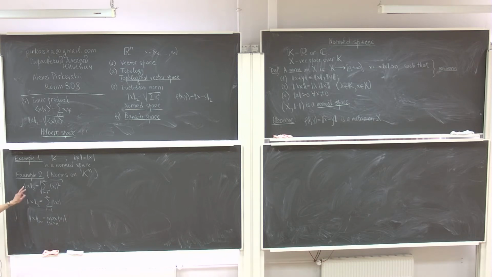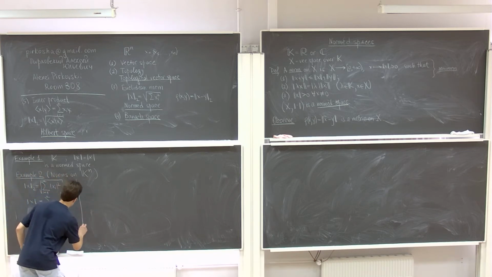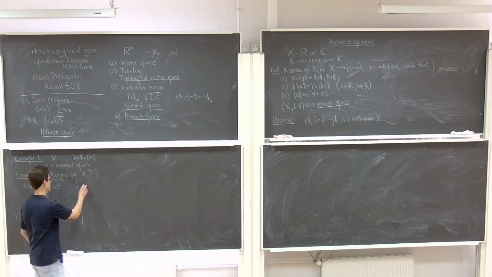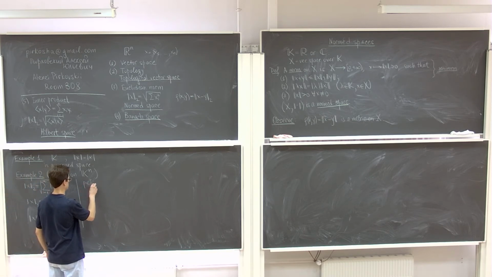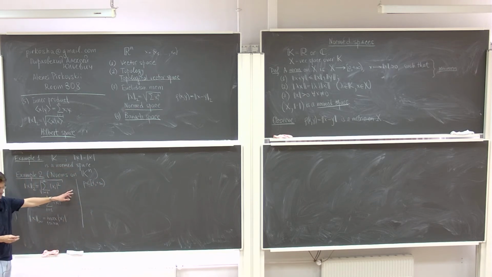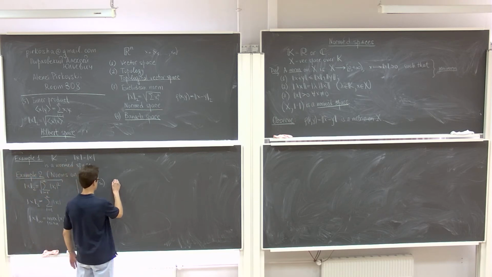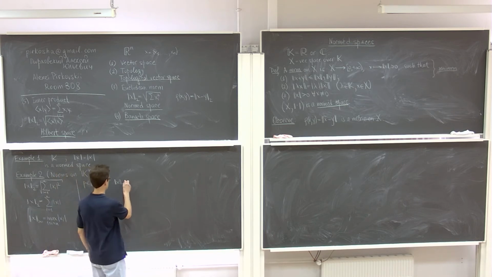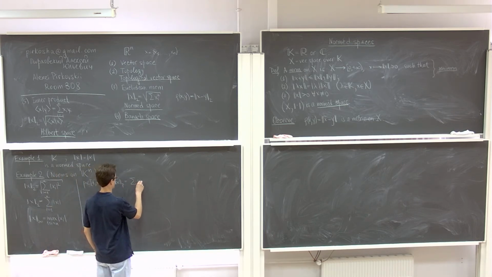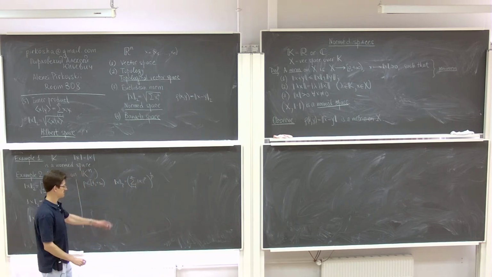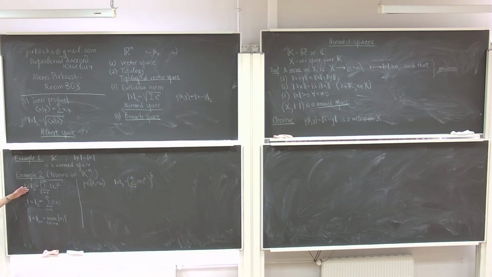In fact, these three norms on K^n fit into a family of norms indexed by a real number p greater than or equal to 1. So for each real number p greater than or equal to 1, we can define a norm denoted like this. This is a norm on K^n given by the following formula. In particular, if p equals 2, then we get the Euclidean norm.